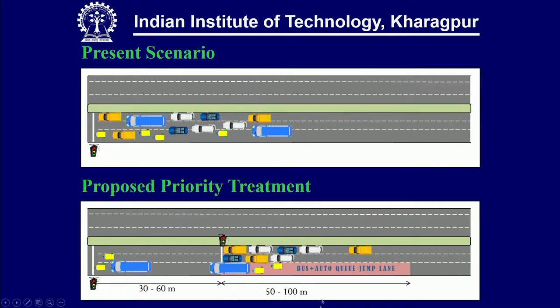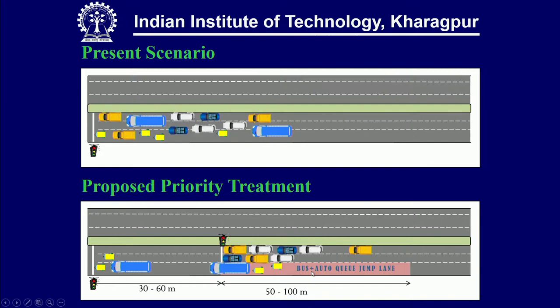In most cases in Indian cities, like the BRT systems that we know of, we have only provided exclusive bus lanes. So we have not gone anywhere beyond that. But as I said, due to space constraints, it may not always be possible. So we introduce a queue jump lane in this case, and we call it the bus plus auto rickshaw, the tuk-tuk queue jump lane, because the tuk-tuk is also an IPT mode in Kolkata city.